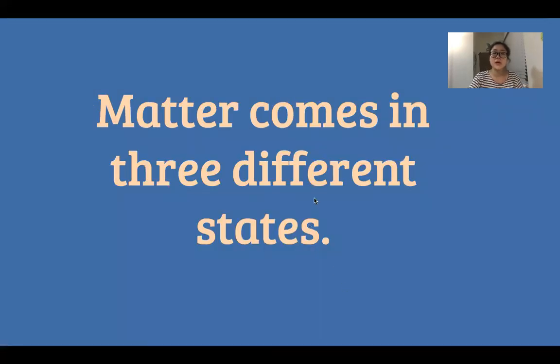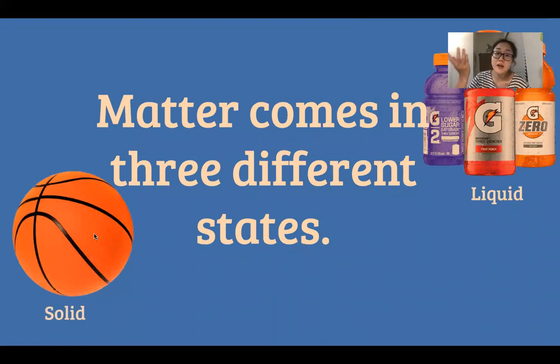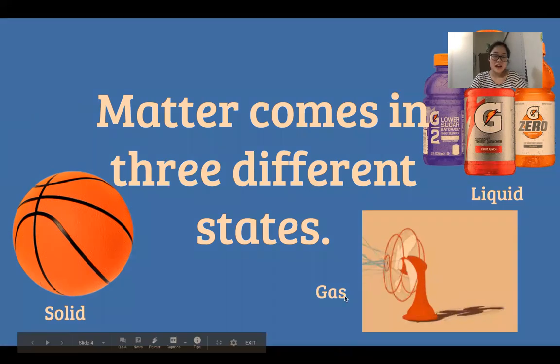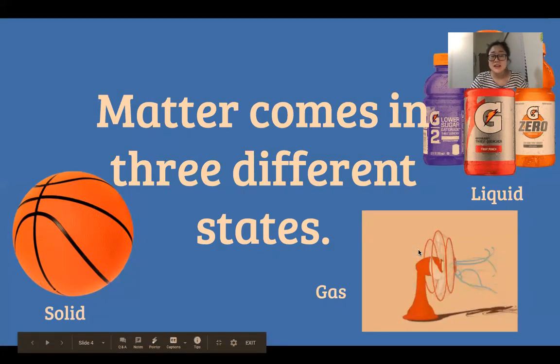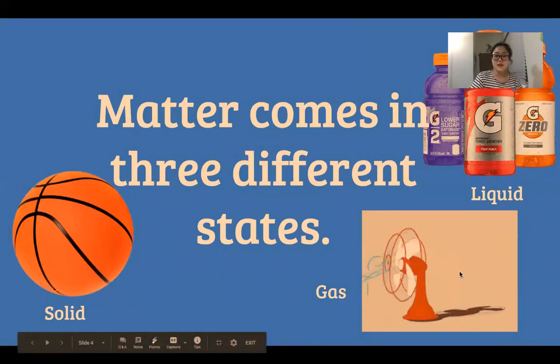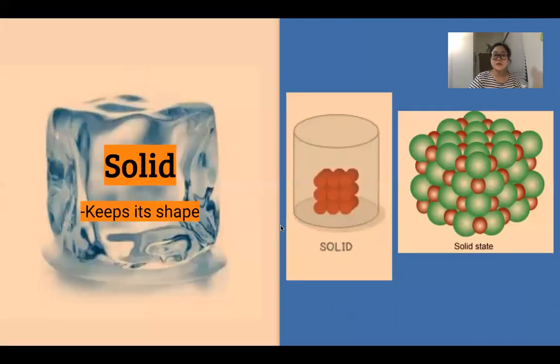And so the second category that I mentioned was the state of matter that something can be in. And so matter comes in three different states. It can come in a solid, like a basketball. It can come in a liquid, like Gatorade, or it can come in the state of a gas. Now I know the fan is an example of a solid, but the air that's being blown from the fan can represent our gas.